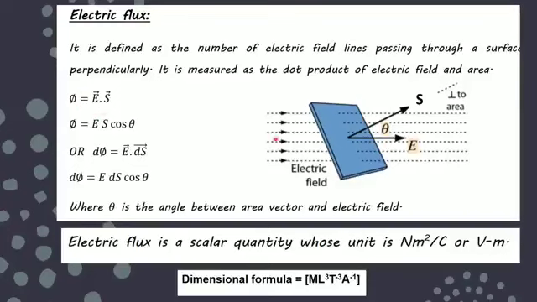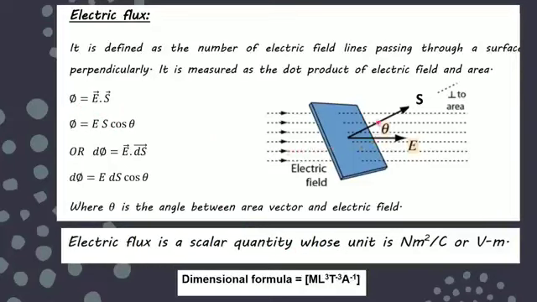One is the electric field. I know the direction of the electric field is the same as that of the electrostatic force, which we have done till now. And I want to take the component of this electric field in the direction of the area vector. So E cos theta into S, I can write it as ES cos theta or E dot S. Being the dot product of two vectors, it is a scalar quantity. So electric flux is a scalar quantity.